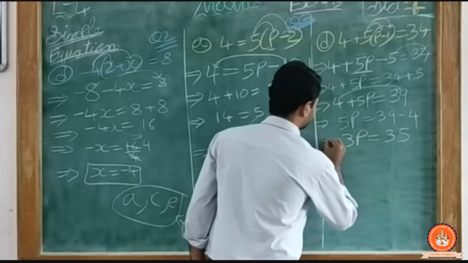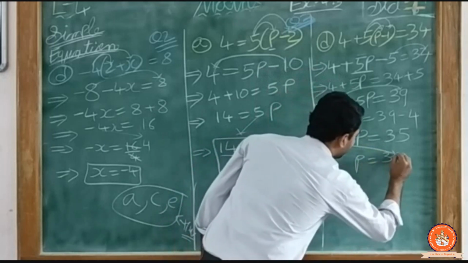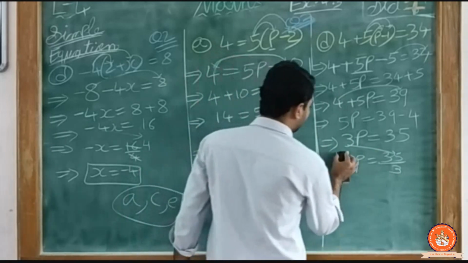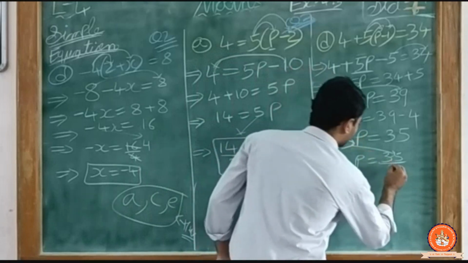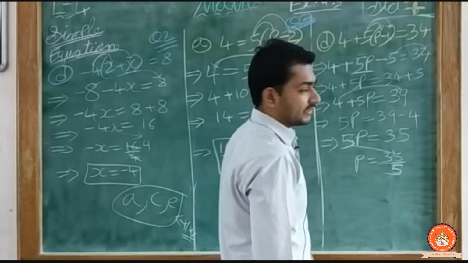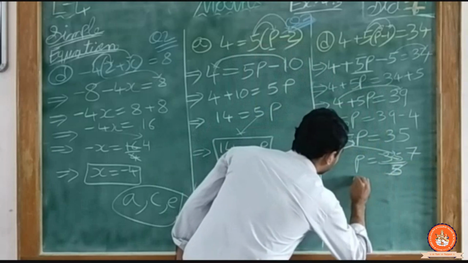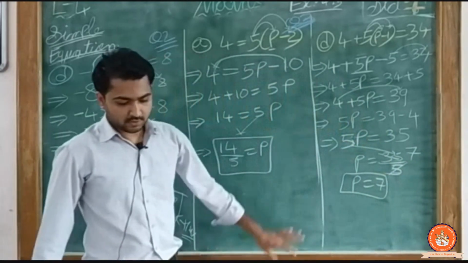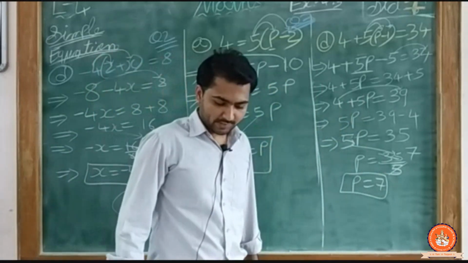And here is 5p as it is. Now taking 5 in the denominator, so p is equal to 35 divided by 5. Sorry, here is not 3, here is a 5. So it is divisible by 5. Yes, 7 5s are 35, or you can say 5 7s are 35. So p is equal to 7. I got this answer. So I have solved the 2 questions of this question number 3.